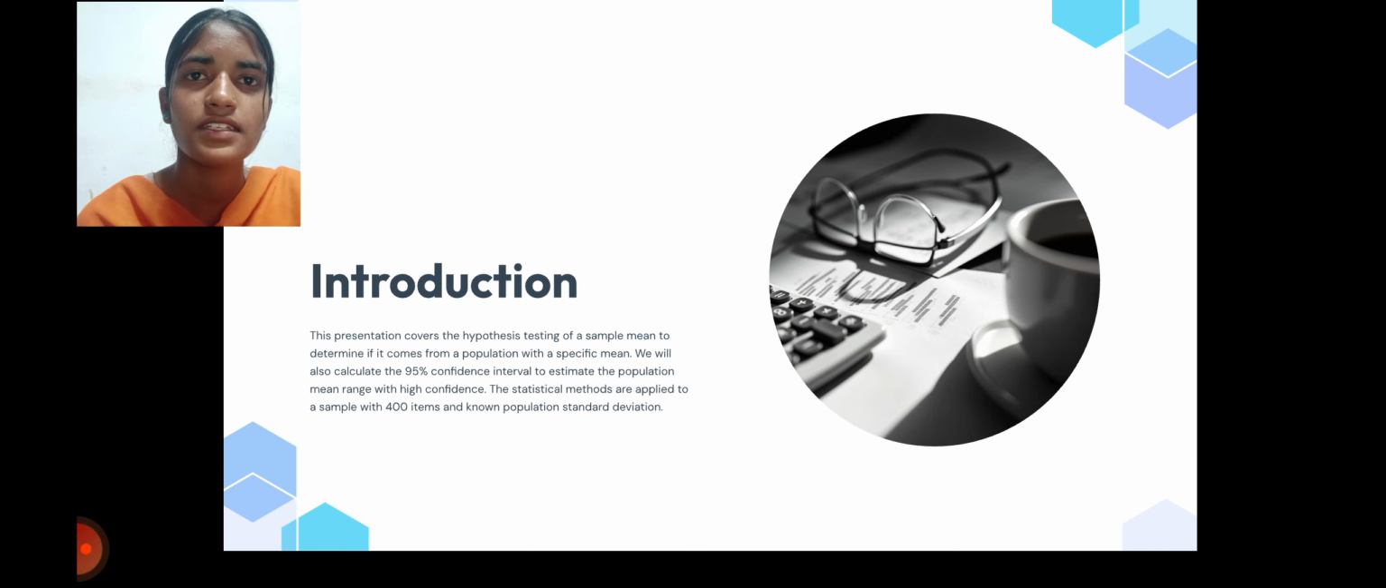Introduction. This presentation covers the hypothesis testing of a sample mean to determine if it comes from a population with a specific mean. We will also calculate the 95% confidence interval to estimate the population mean range with high confidence. The statistical methods are applied to a sample with 400 items and known population standard deviation.